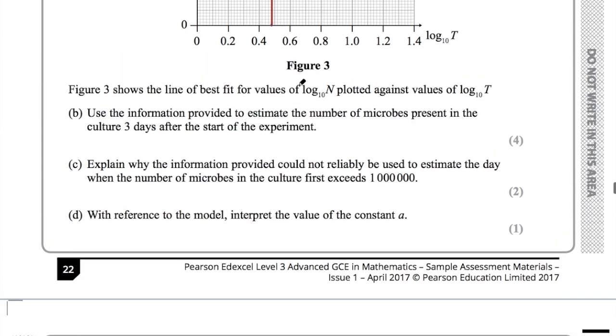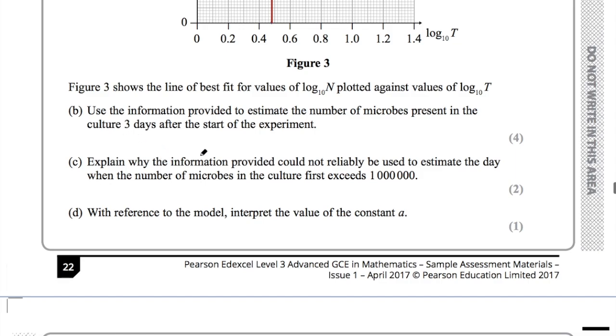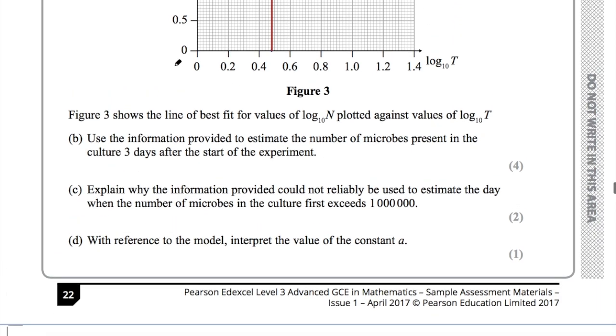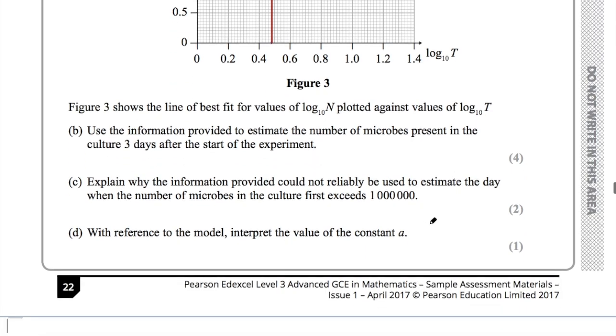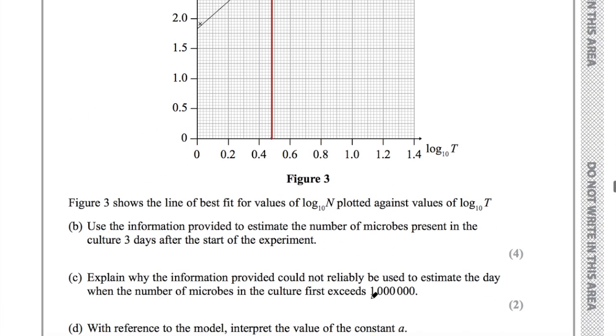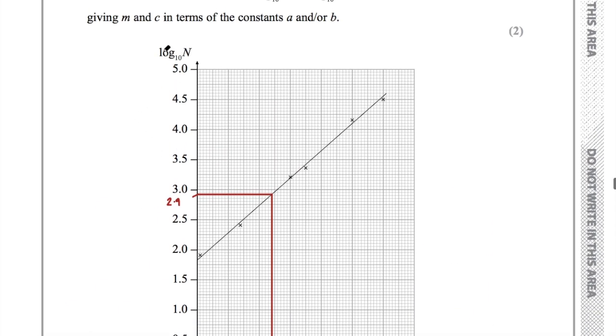Okay, so on to part C. Part C says explain why the information provided could not reliably be used to estimate the day when the number of microbes in the culture first exceeds 1 million. So remember that the log of 1 million, that will be 6. So if the number of microbes is 1 million, log of n, or remember that n is the number of microbes, so log of 1 million would be 6.